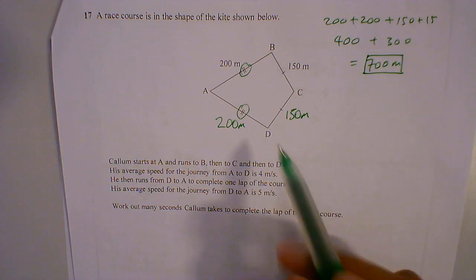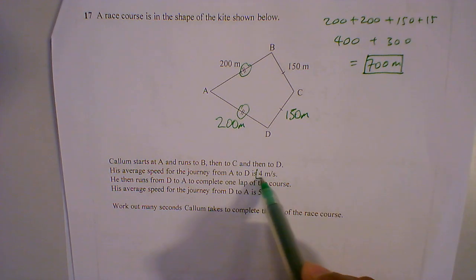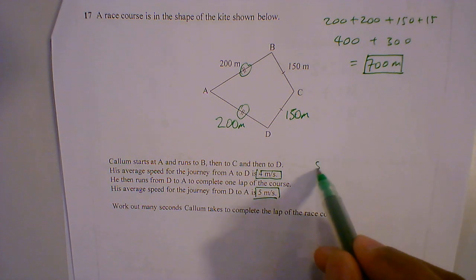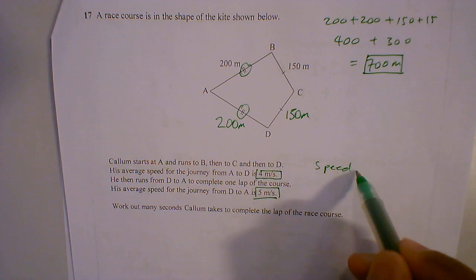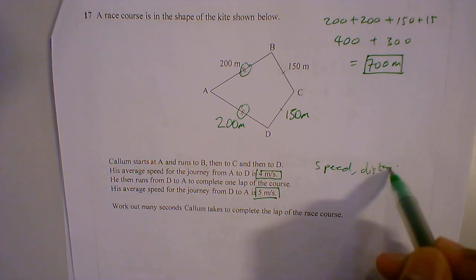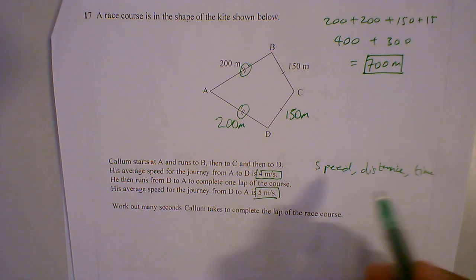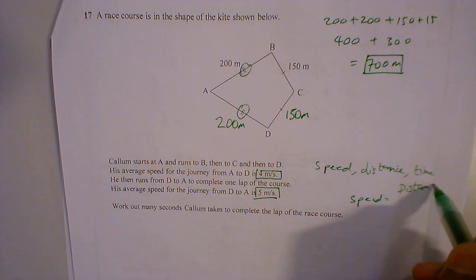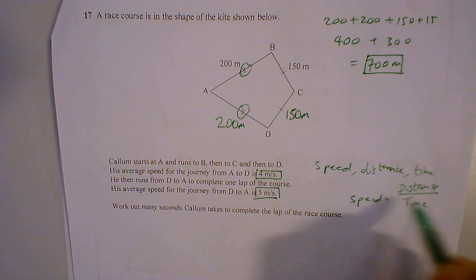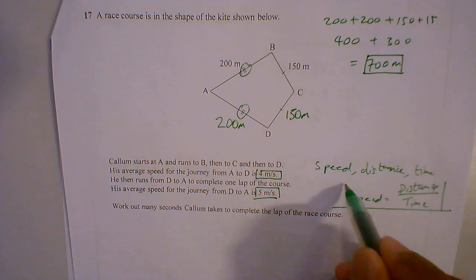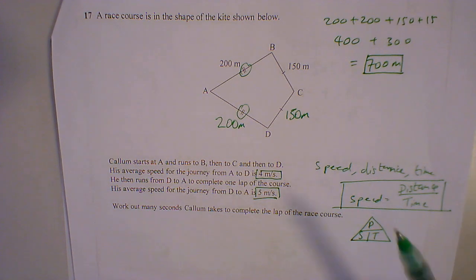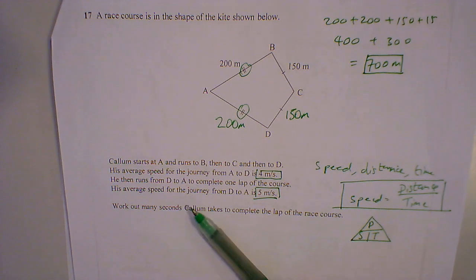So we've got speed, we've got distance, and we've got time. This is 4 meters per second, 5 meters per second. So we're dealing with speed, distance, time. I have to remember my formula: speed equals distance divided by time. You have to remember your formula. Once you remember it, you can start using other things like the triangles: distance at the top, speed and time at the bottom. Now I can reread and see what I'm doing.